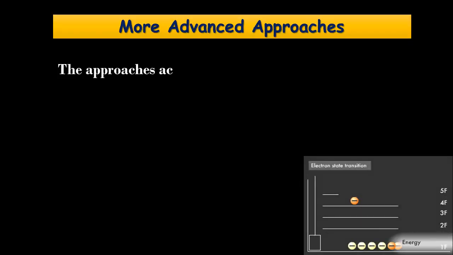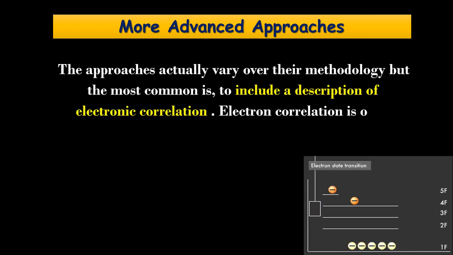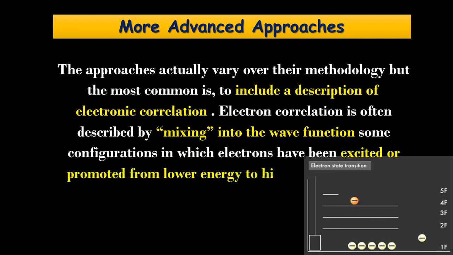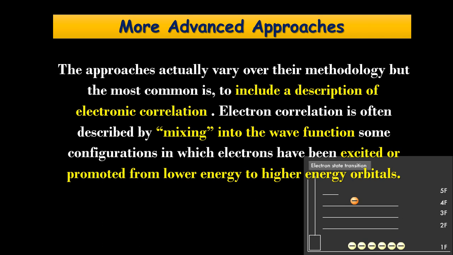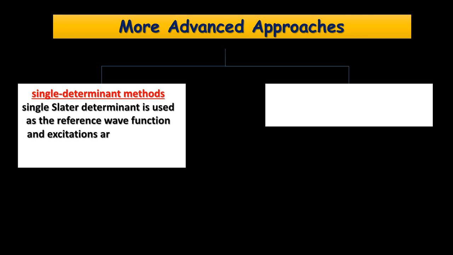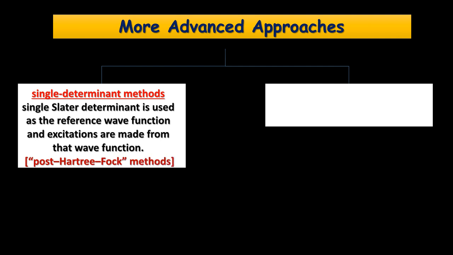Well, the approaches actually vary in their methodology, but the most common is to include a description of electronic correlation. Electron correlation is often described by mixing into the wave functions some configurations in which the electrons have been excited or promoted from lower energy to higher energy orbitals. To do this, different groups take hold of different techniques. One group of methods that does this are the single determinant methods, in which a single Slater determinant is used as the reference wave function, and excitations are made from that wave function, which are normally known as post-Hartree-Fock methods.